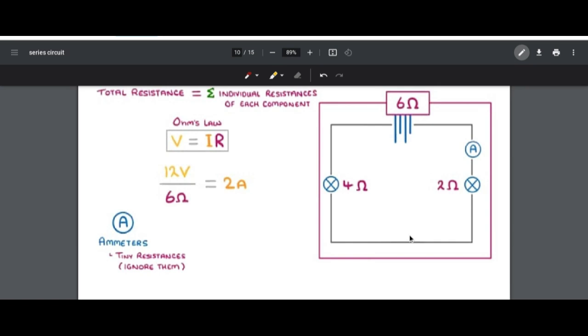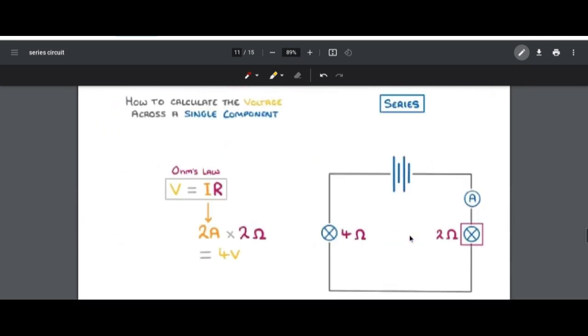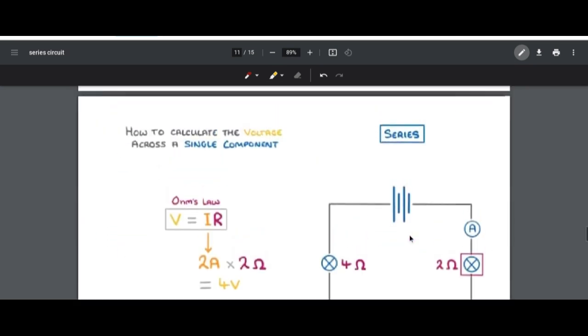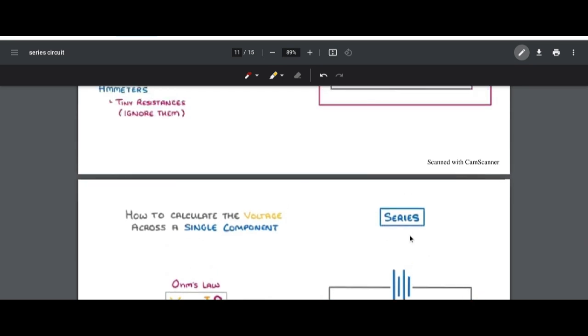For example, this lamp, I think this is in the next example. Okay, for example, this lamp has a resistance of 2 ohm, and the current across it must be 2 amperes. Why? Using our Ohm's law equation, again we can see that the potential difference must be 2 amperes multiplied by 2 ohm. So there must be 4 volts.